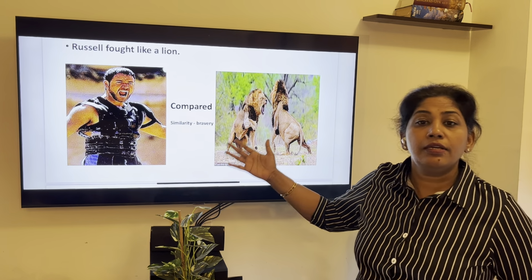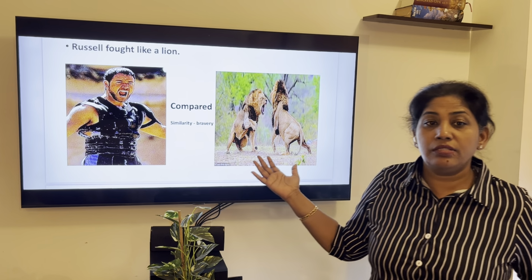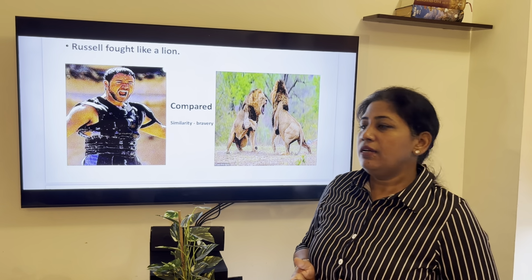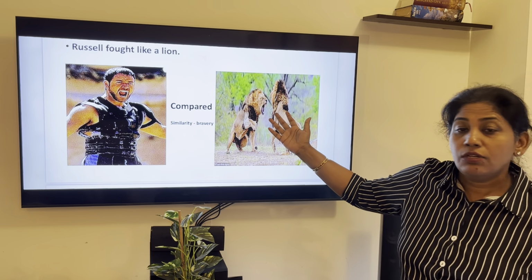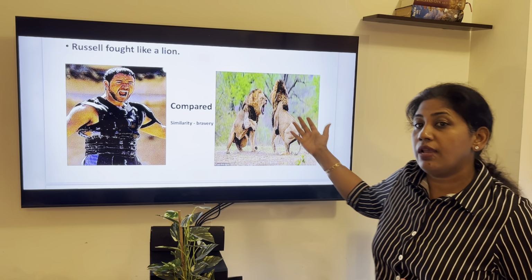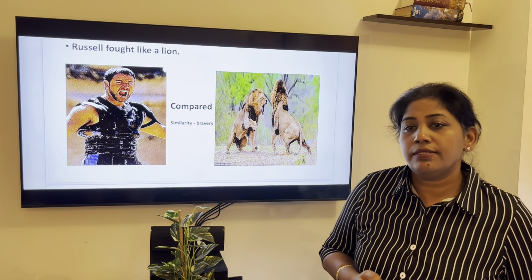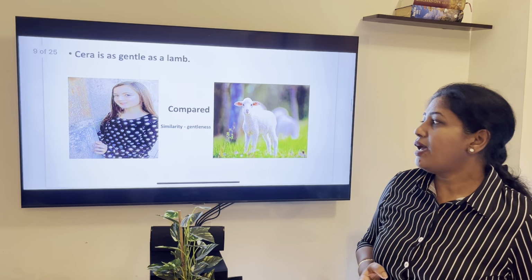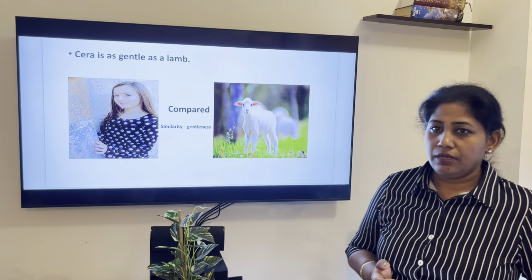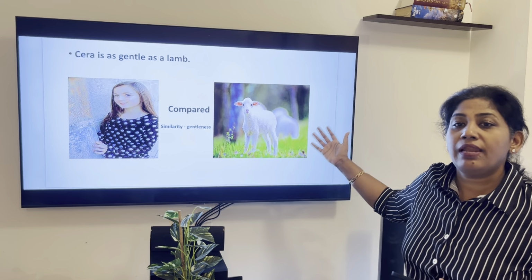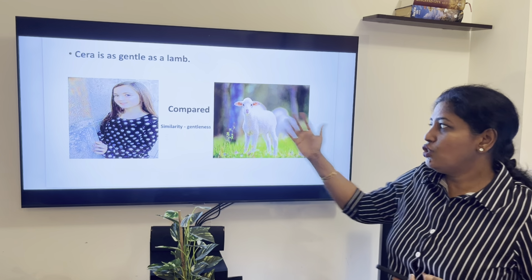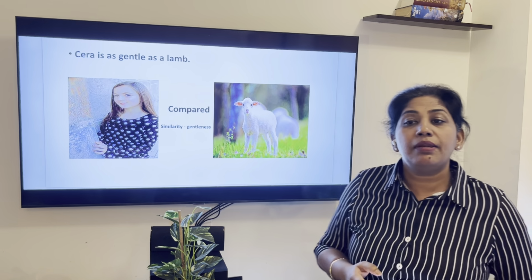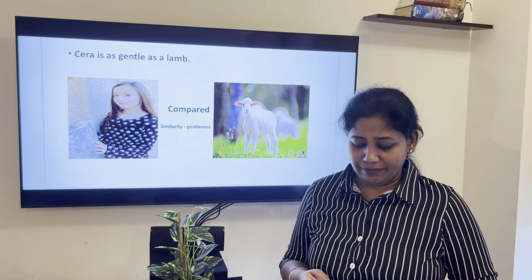Russell fought like a lion. We all know lions fight very bravely. Brave hearts there. Anyone who's seen Gladiator? Yeah, Russell fought like a lion. So here, Russell is compared to a lion. He fought bravely, and the similarity here is his bravery. Sarah is as gentle as a lamb. Sarah is compared to a lamb. Lambs are very gentle. So is Sarah. So her comparison here is about Sarah and the lamb, and the similarity here is gentleness.